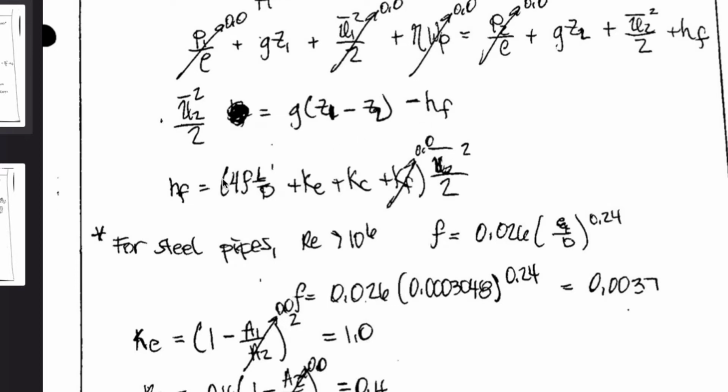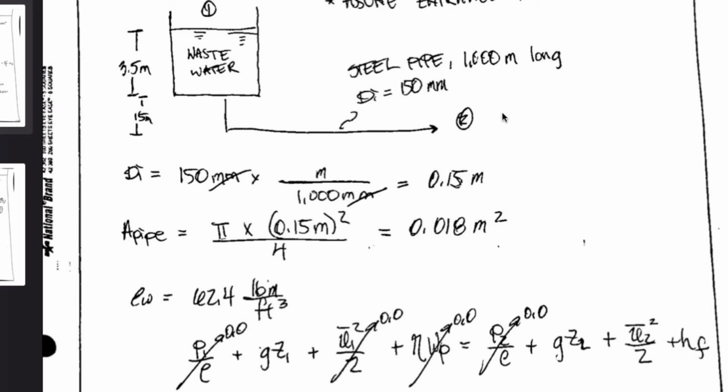Now HF is 4 f L over D, which is the major head loss, and the main component is the length of that pipe. And then you've got the coefficient of expansion, coefficient of constriction, coefficient of friction, and the fittings. There are no fittings, but there is an expansion and a constriction. The expansion is when it comes out, and the constriction is when it comes into that pipe.